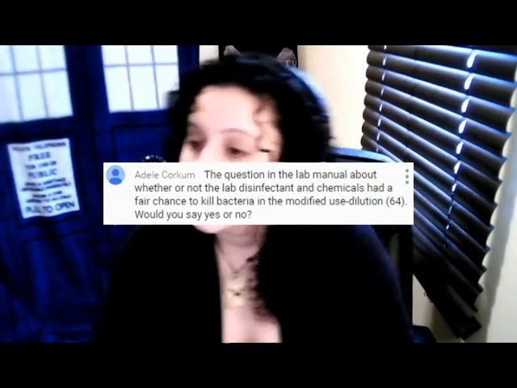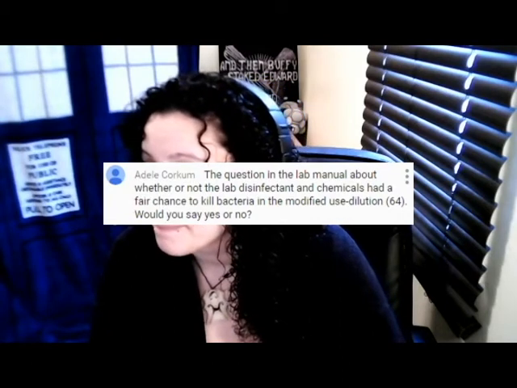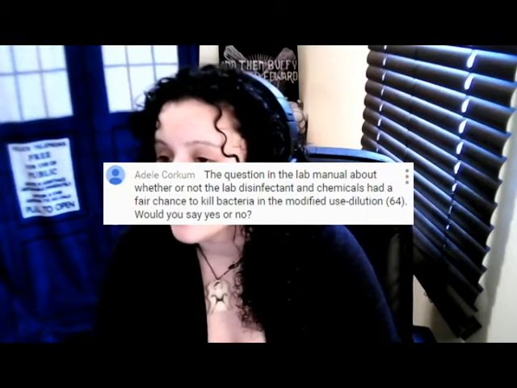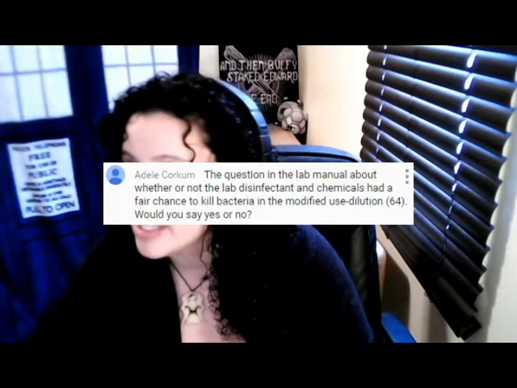Adele asked about the question in the lab manual. I'm just going to read it: whether or not the lab disinfectant and the chemicals had a fair chance of killing the bacteria in the modified yeast dilution. If you're talking about the results from Lab 4, the only thing that was effective at killing the bacteria was the lab bench disinfectant, and not the janitor's cleaner or the diluted hand soap.